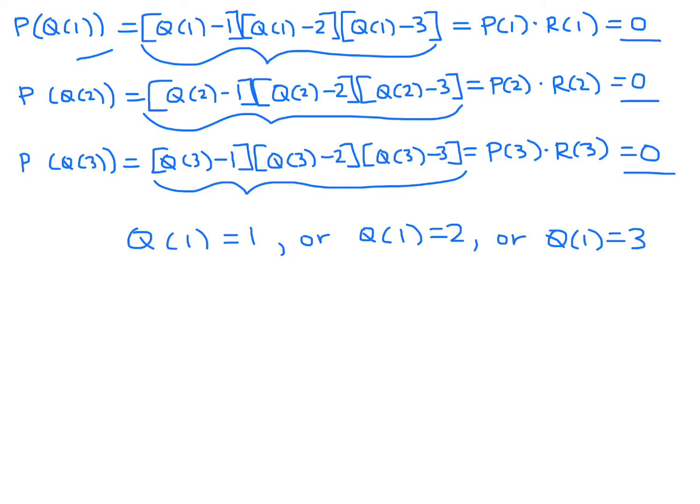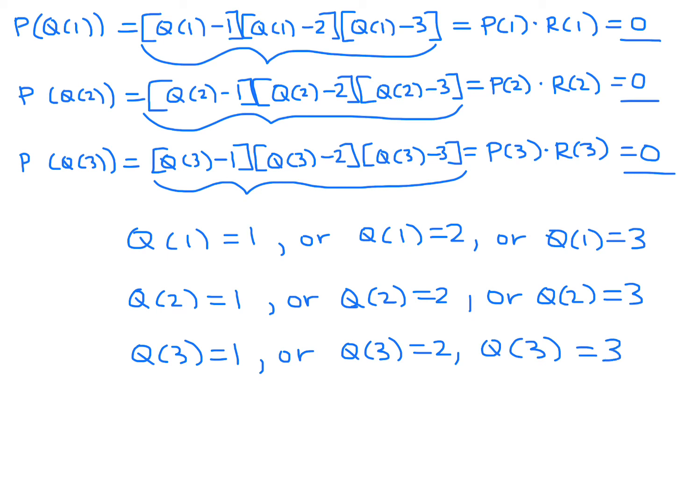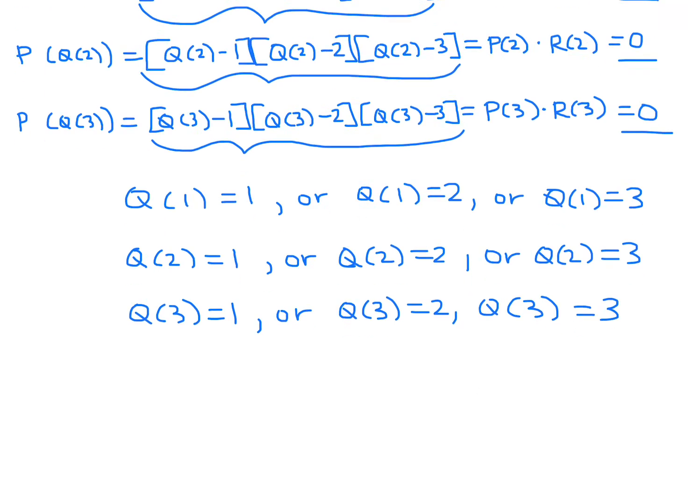All right? From the second one, which is here, we know that q of 2 could be 1, or q of 2 could be 2, or q of 2 could be 3. Entirely from this, because they're all equal to 0. And then from the third one, in a very similar way, we can conclude that q of 3 is equal to 1, or 2, or 3. All right? So this is our conclusion.